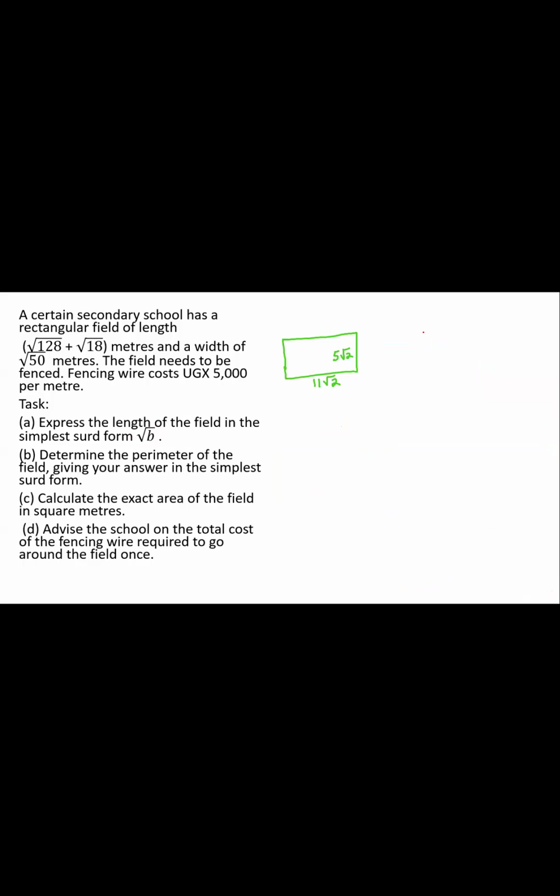Now the second part wants us to get the perimeter. You know that if it is a rectangle, this side we shall also have 5 root of 2, and also up here we shall have 5 root of 2. Now there are two ways you can do it. Perimeter is given by length plus width plus length plus width, which is very okay. So you can do it step by step by saying this is 11 root of 2 plus 11 root of 2 plus 5 root of 2 plus 5 root of 2.